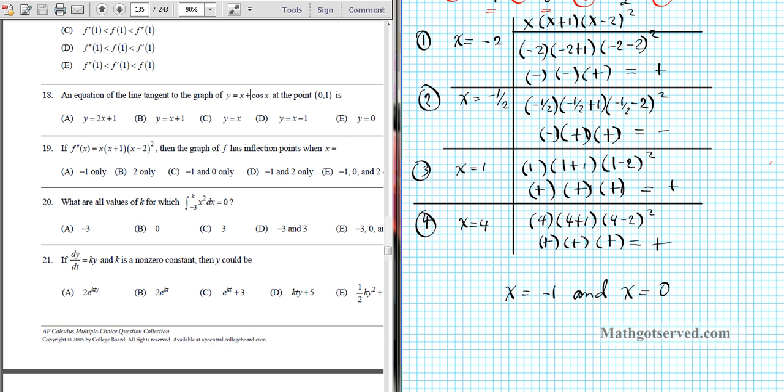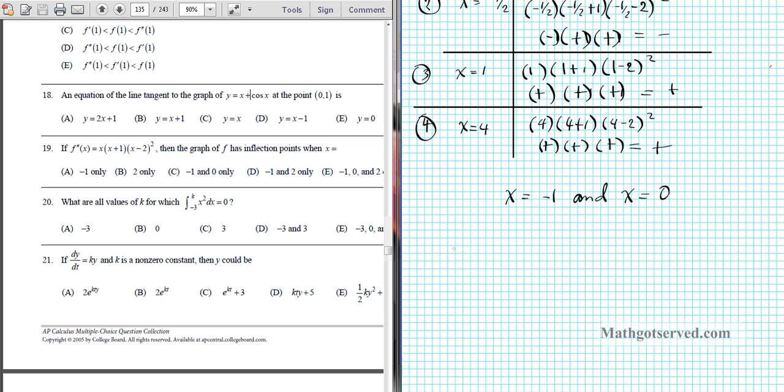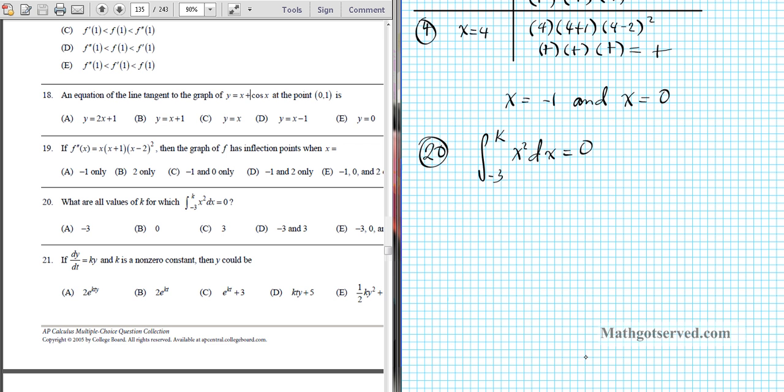Now let's move on to the next number, number 20. Number 20, we're asked to find the values of k for which this definite integral, negative 3 to k, of x squared dx is equal to 0. All right. So when we do this, basically we end up with a polynomial equation after integrating, and then we'll solve that. All right. So let's go ahead and integrate this using the techniques of integration.